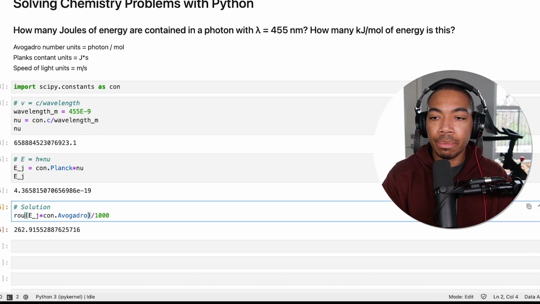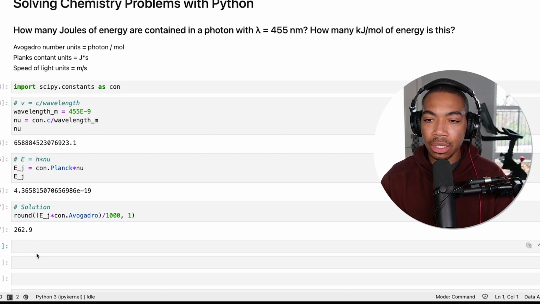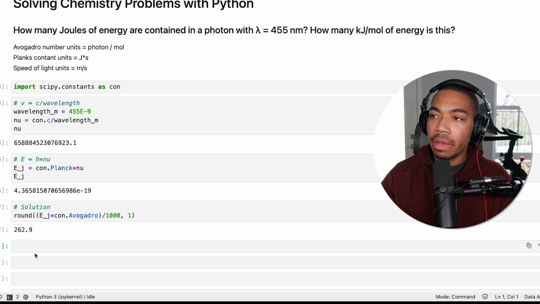And then lastly, let's pass in round. Let's just round this to a single decimal place. And there you have it, 262 kilojoules per mole of energy for a photon of 455 nanometers.